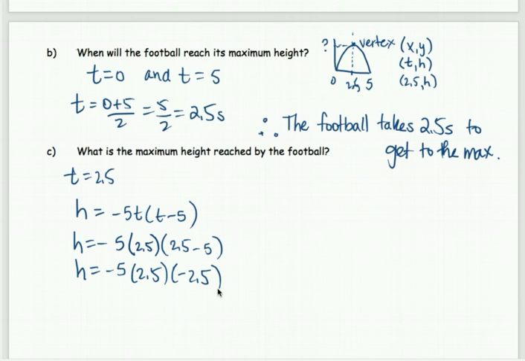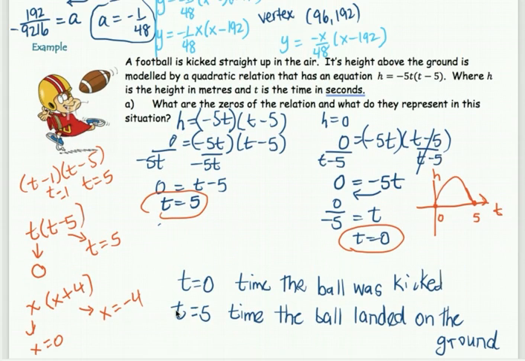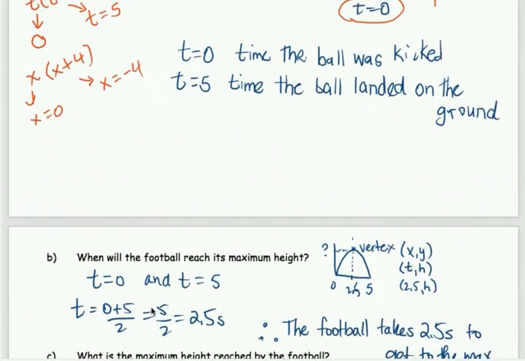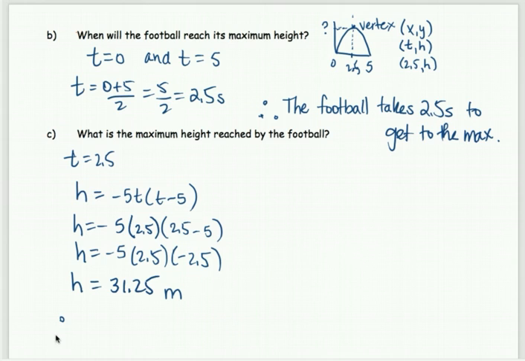Now we're going to multiply all those together. Negative times negative is a positive, and we will get 31.25. We're using a word problem here, so it's okay to go to decimals. The height is in meters. I'm just checking the units here. Meters. So what's the maximum height? Therefore, the max height of the football is 31.25 meters.